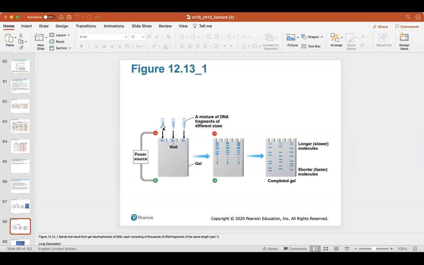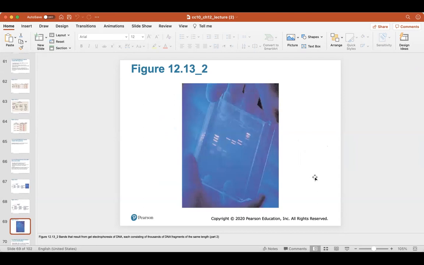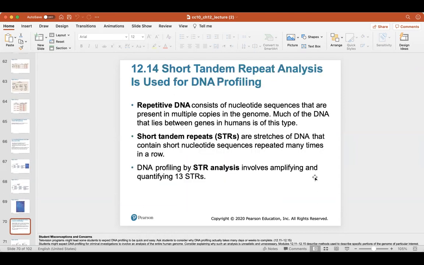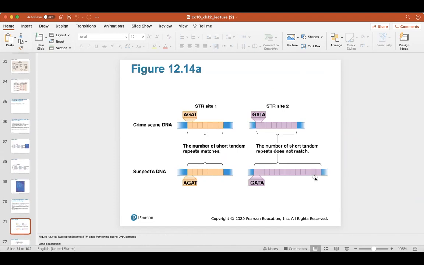So we put a big mixture of DNA fragments of different sizes. We get different horizontal lines showing. The shorter, faster molecules will travel all the way down. And this is what it looks like under a black light. So eventually we can compare crime scene DNA to suspect DNA, and the ones that match up the most will be our suspect.